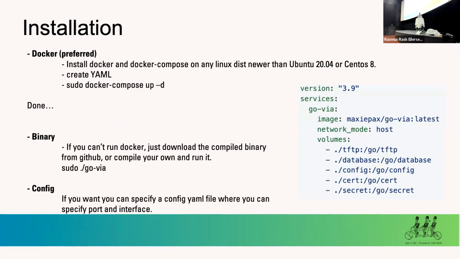So what does the installation of GoVia look like? On the GitHub page, you'll find 3 different options. You can run it as a Docker container, you can download the binary, or you can compile it yourself. And that kind of depends on what you fancy.